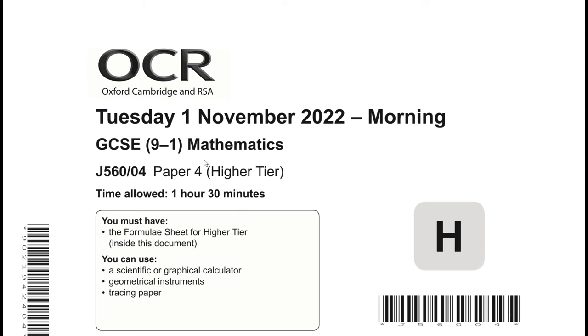This is the OCR GCSE 9-1 Maths paper 4, which is a higher paper, and this paper is a calculator paper, and it's from the November 2022 series.